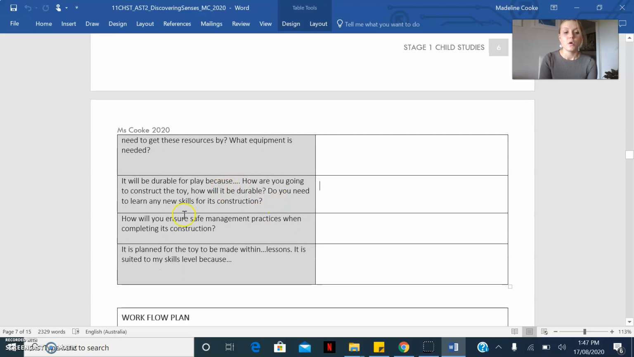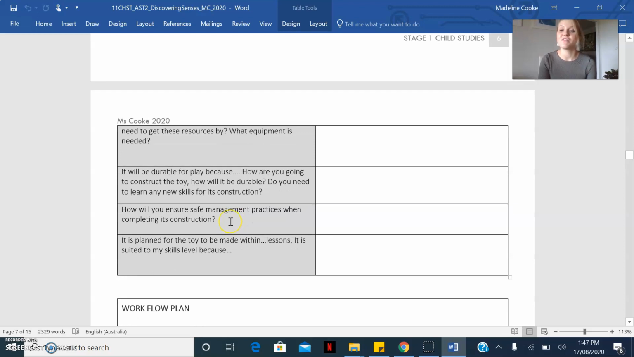So, how will you ensure safe management practices when completing its construction? All right, if it's using the sewing machine or something like that, that's where issues like this might come forth. But if you're using a computer and you're generating a book online, okay, there might not be as many safety issues to consider, but that's fine. Less word count here means more words you can use elsewhere.